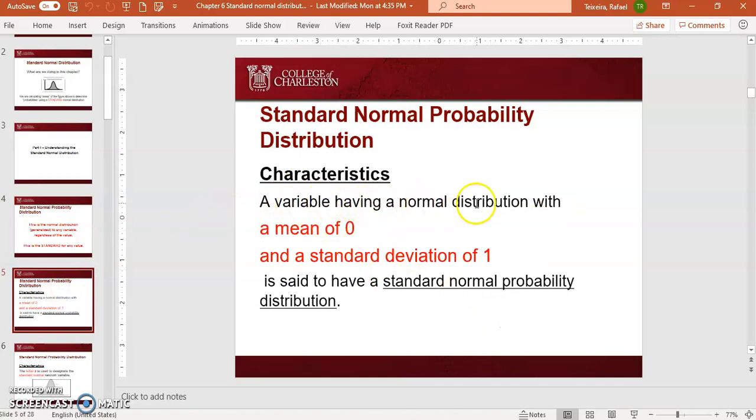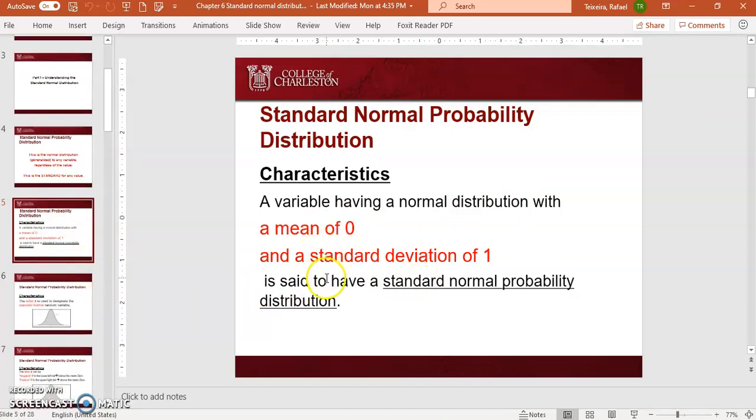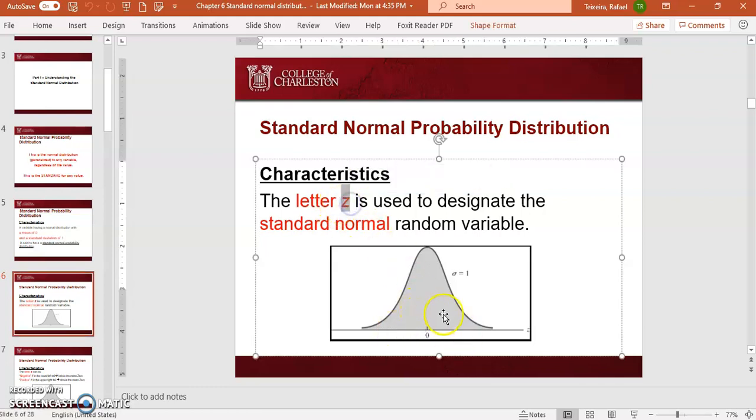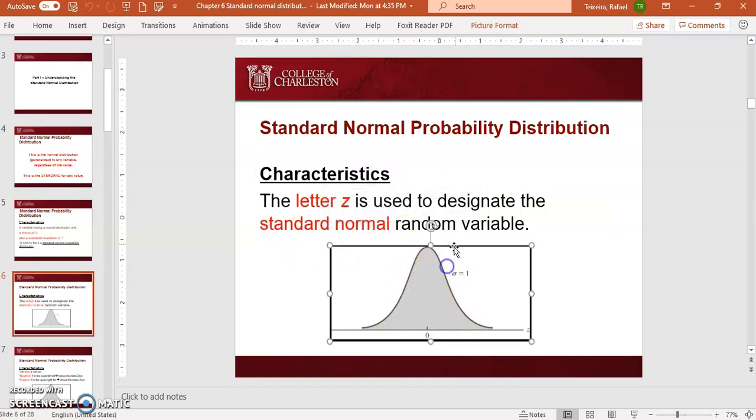A variable having a normal distribution of a mean of 0 and a standard deviation of 1 is said to have a standard normal probability distribution. Okay, the standard normal probability distribution is characterized by the letter Z. We use the Z like the Z-scores, and the standard normal probability distribution is the distribution of Z-scores. This is what the standard distribution is. Okay, it is the distribution of Z-scores. This is the reason we use the letter Z to talk about the standard normal distribution.